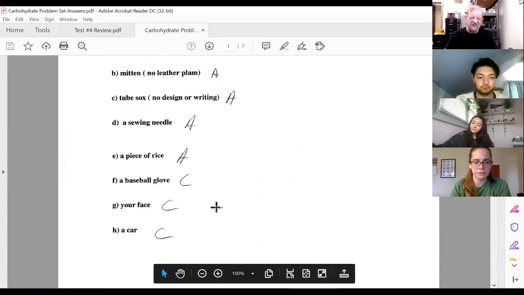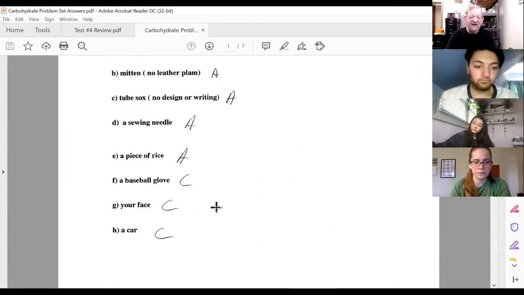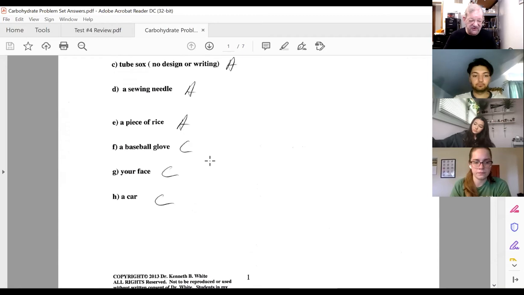And finally, I think I did the picture of a car, and hopefully all of you had a good laugh. And a car is also chiral. It has a non-superimposable mirror image. Just think about it. If you're at the front of a car and somebody says, please get in on the right side, you would know right from left in a car, which also tells you it's chiral.